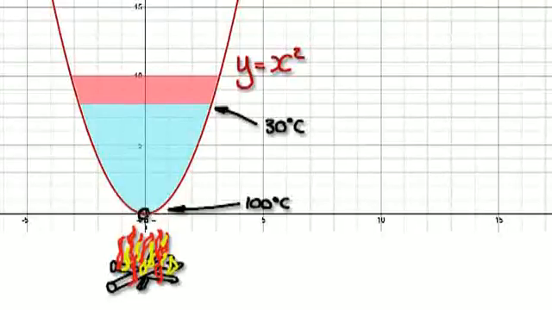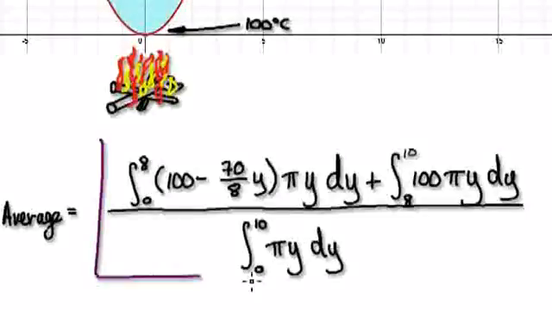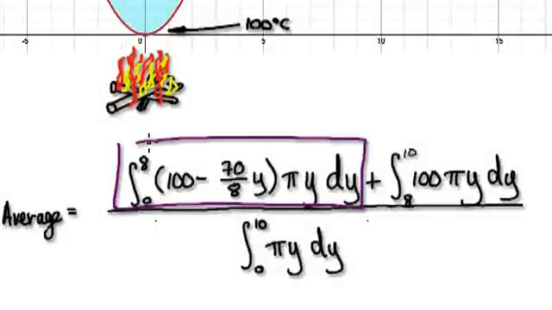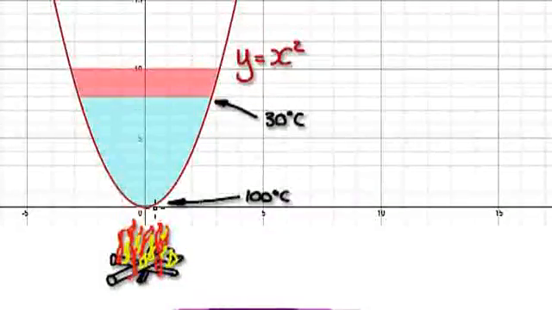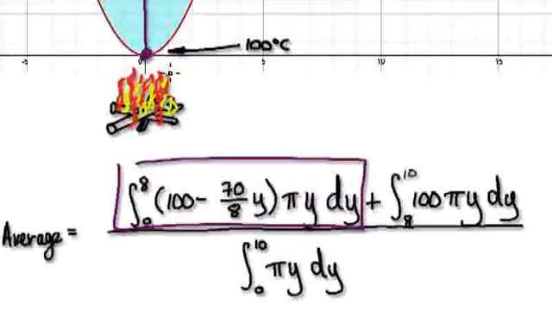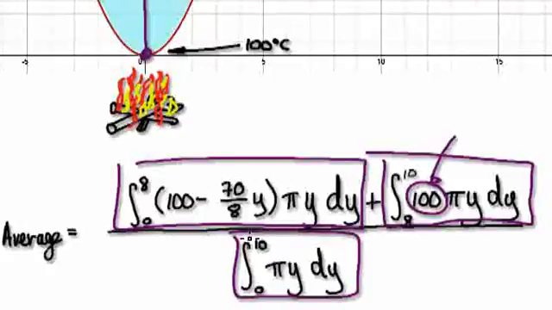Okay, so to do this, we need to take this into account. The average temperature is given by this. So hang on. This bit here is from here to here. Okay, and then from 8 to 10 is given by this. Okay, and don't forget the temperature is always 100 here, and then we're going to divide it by the whole thing, or the whole volume, which is given by this.